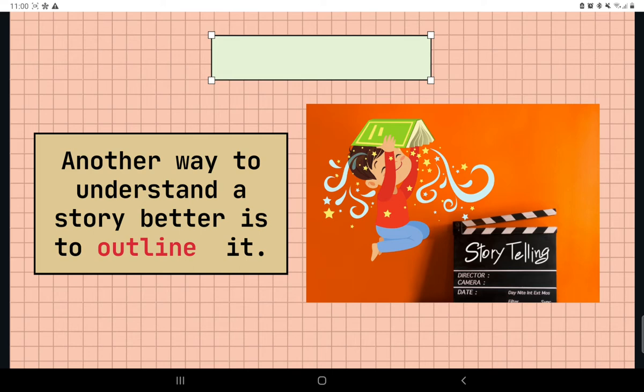In watching a movie or in telling a story, there is also another way to understand a story better, and that is to outline it. So minsan ginagawa na natin to sa mind natin, eh, sinong bida doon sa palabas, ano ginawa ng bida, sino yung kalaban, tungkol saan yung palabas. Pag nasasagot mo na yun sa isip mo, you are trying to organize the movie or the story that you have watched. Yung parang outlining na din yun kasi ino-organize mo eh.